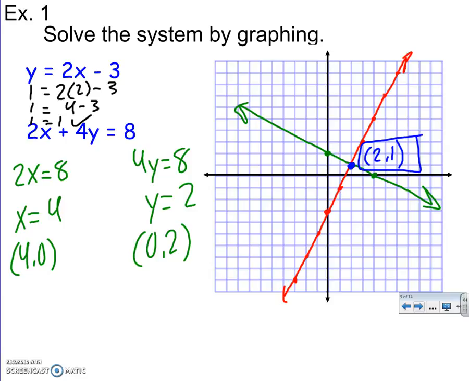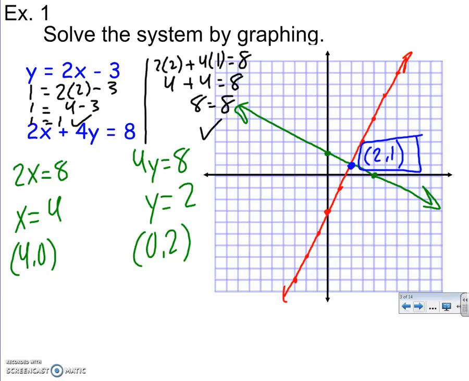I check the bottom one. I'll go on the side over here. 2 times 2 for x plus 4 times 1 for y should be 8. That's 4 plus 4, and 8 equals 8. That's true. So that point makes both equations true at the same time. Now most of the time it's not going to be a perfect point like 2, 1. It might be a decimal or a fraction, and it'll be really hard to see. That's why graphing is not the best way.